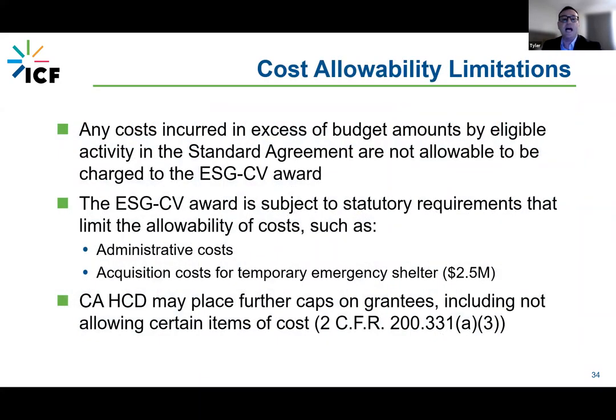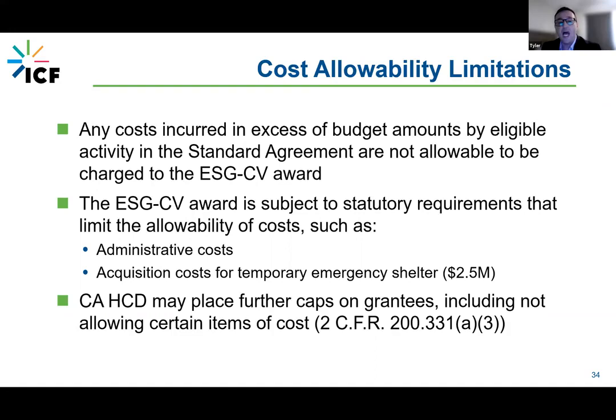There are also certain additional limitations to cost allowability. First, any cost incurred in excess of the budget amounts by eligible activity in the standard agreement are not allowable to be charged to the ESG-CB award. Second, the ESG-CB regulations contain caps on the amount of funds that can be used for specific purposes.